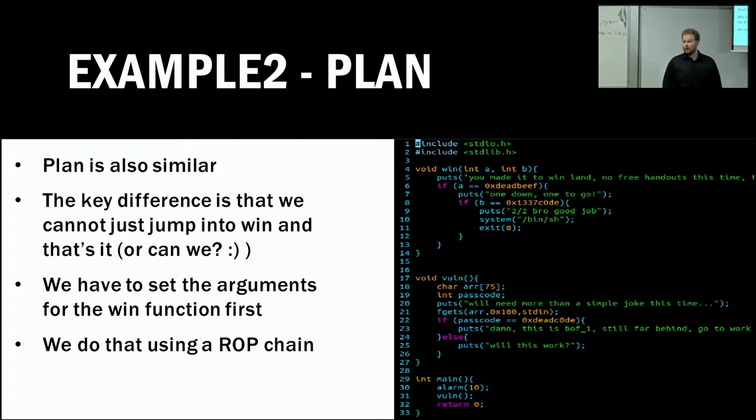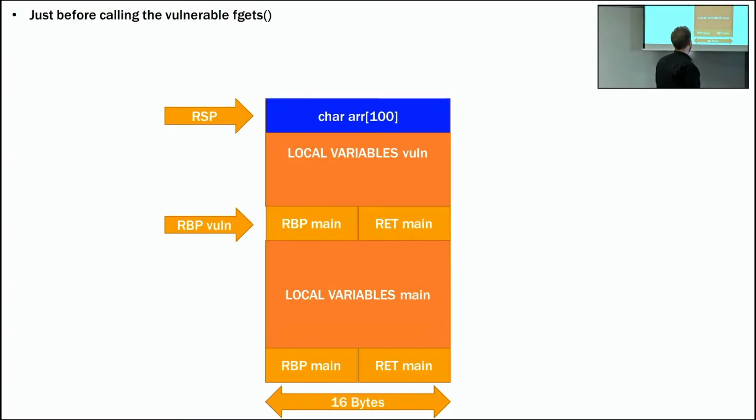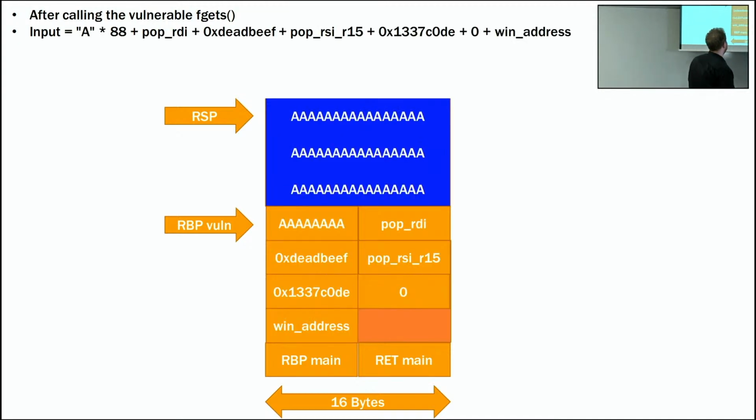Okay, but we will not go the easy way, because I want you to see how we can control the arguments to the function in order to set them properly. Okay, can anyone explain to me why this will work, or why this won't work?